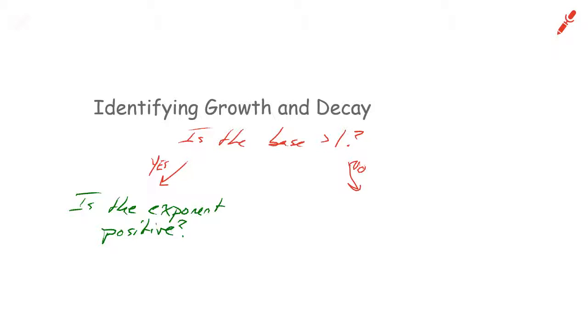Now, notice how every question we're asking is a yes or no question. The reason for this is how the flowchart works: there are a series of questions that will identify growth and decay for you. Actually, we'll get back to that in a second. Let's go ahead and finish the other side of this real quick. If you say no, you still ask yourself the same question. Is the exponent positive?